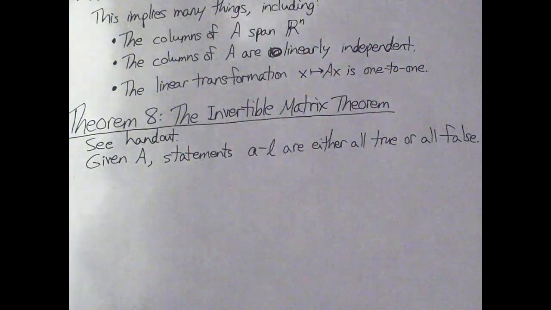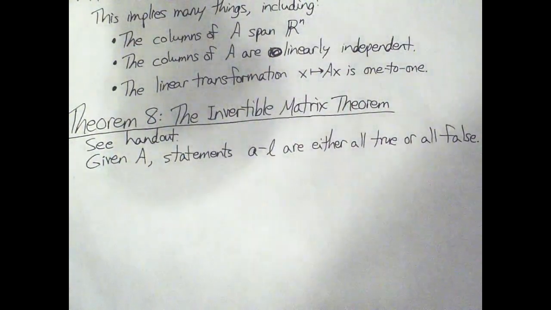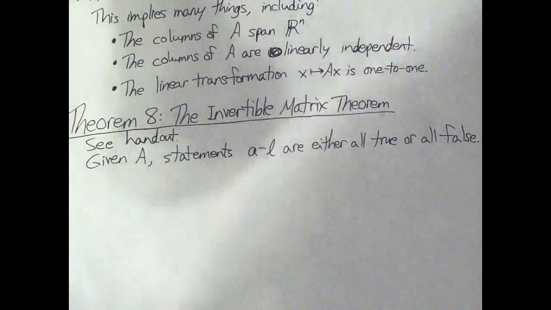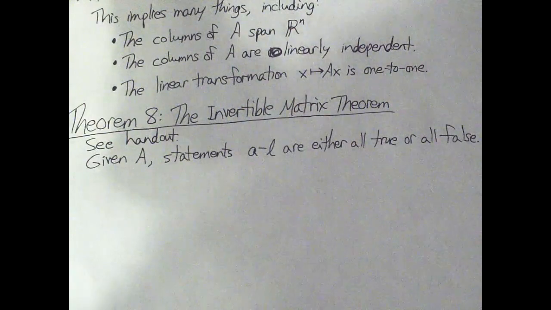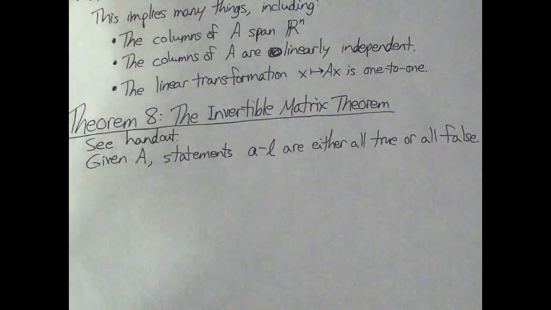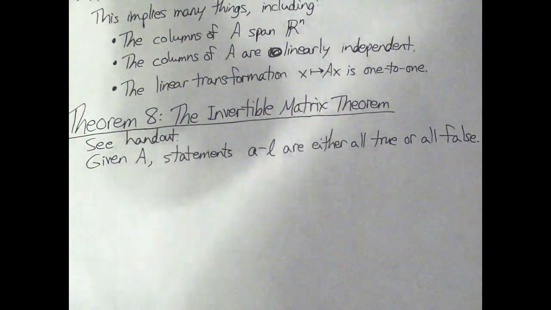Now, you may have seen theorems like this in math classes before that say, here's a bunch of statements and the following are equivalent. Meaning they're all true or they're all false. But this is probably the longest theorem of this type that you've seen. I would guess it has a lot of statements that are all logically equivalent.